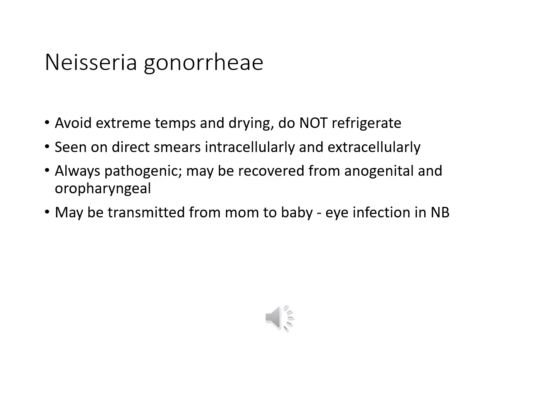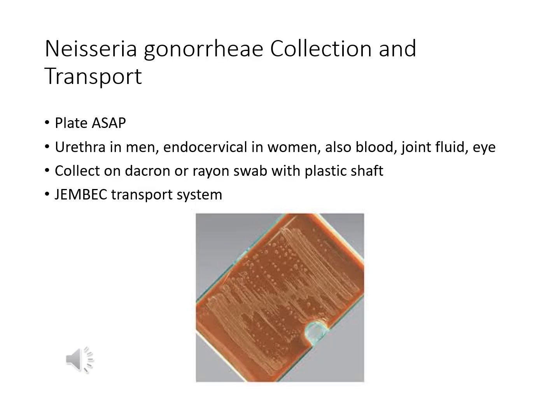Neisseria gonorrhea is always pathogenic. It can be recovered from anogenital as well as oropharyngeal sites. It also may be transmitted from mom to baby, so therefore it can cause an eye infection in the baby during birth. Specimens could be from the urethra in men and cervical in women.